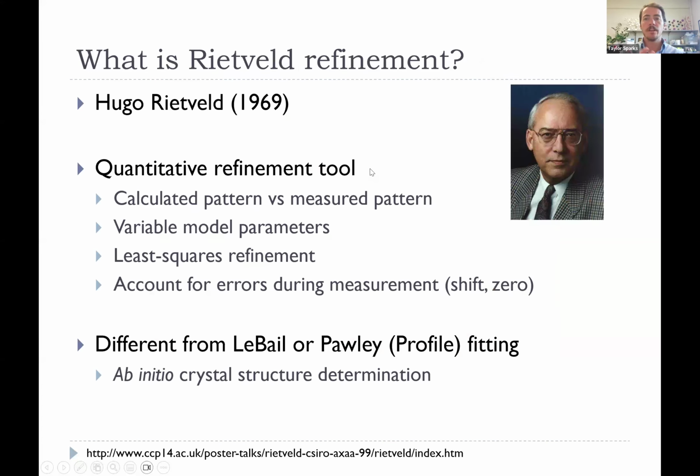Okay, so it's really about fitting a model to data. That's really what this is. It's a variable model. There's lots and lots of parameters. I'll show you in a couple slides all the different things that we can mess with. It does a least squares refinement, and it also has the ability to account for errors that might have occurred during the measurement itself.